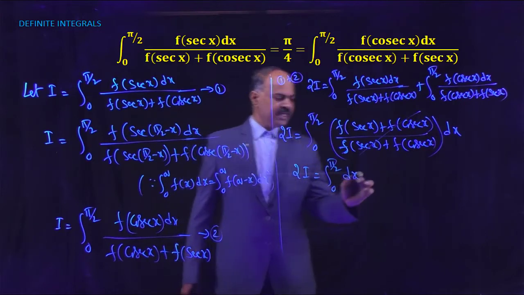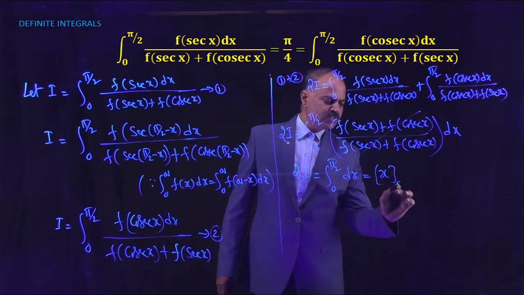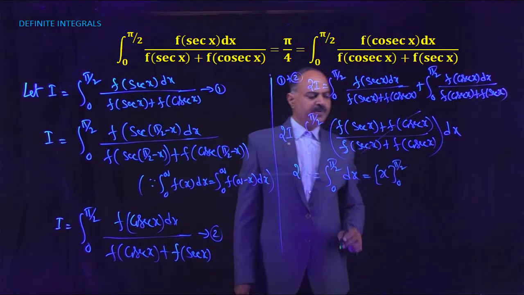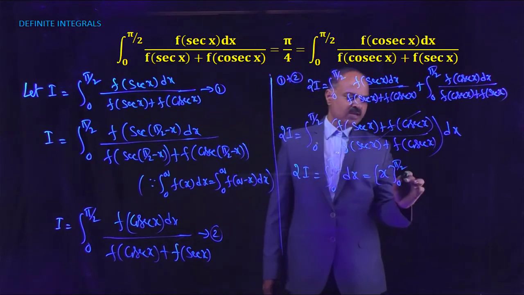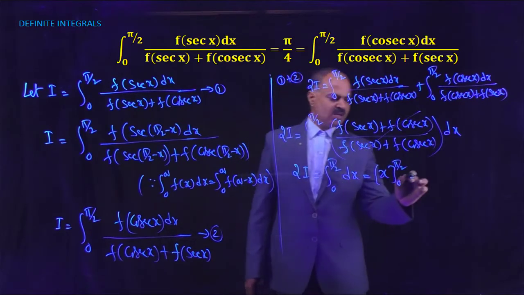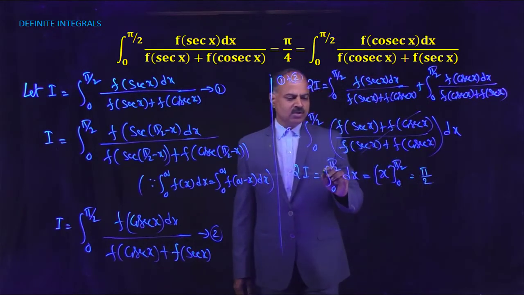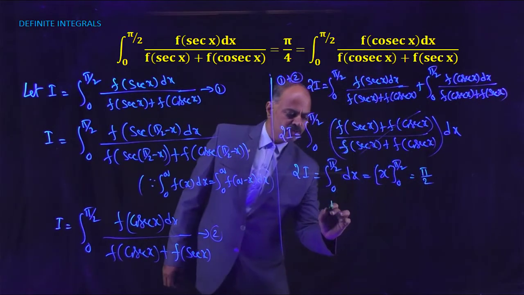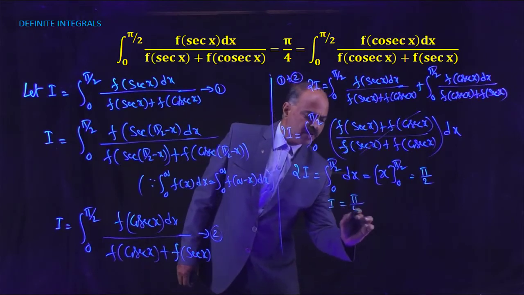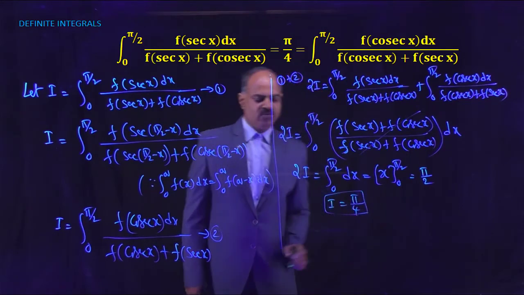We know that integral dx equals x, with limits 0 to pi by 2. First substitute the upper limit in place of x, minus the lower limit in place of x. We get pi by 2 minus 0, that is equal to pi by 2. So 2I is equal to pi by 2. Therefore I is equal to pi by 4.